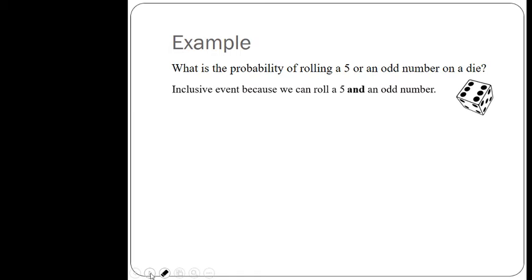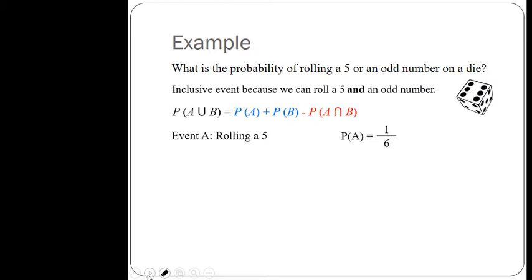All right, so we're going to pull out our formula to calculate the probability of A or B happening, or A union B. I'm going to find the probability of A. We have to define the events. We're going to call event A rolling a 5. Now I'm going to calculate the probability. There's one 5 on a die, and there are 6 sides on a die, so the probability of rolling a 5 is 1 out of 6. Now I'm going to calculate the probability of event B, which is rolling an odd number. On a die, there are the numbers 1 through 6, and 3 of them are odd numbers. So the probability that we roll an odd number when we roll a die is 3 out of 6, which can be reduced to 1/2.